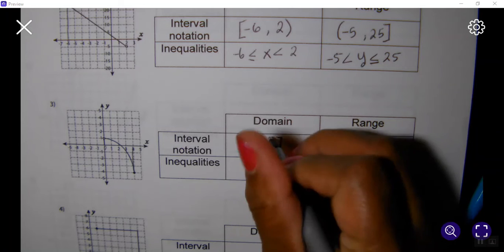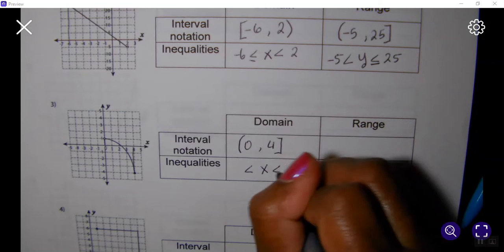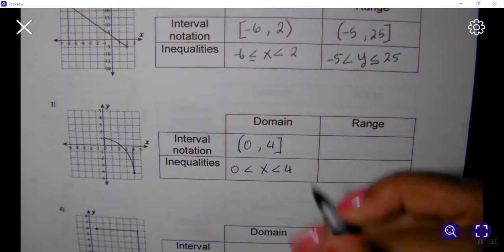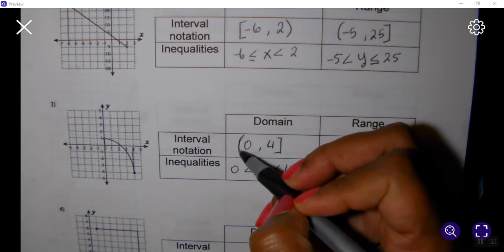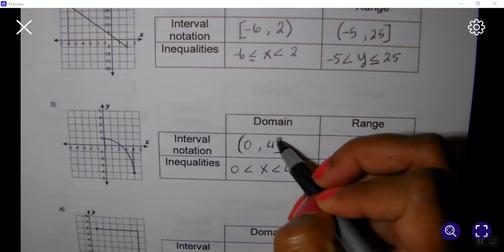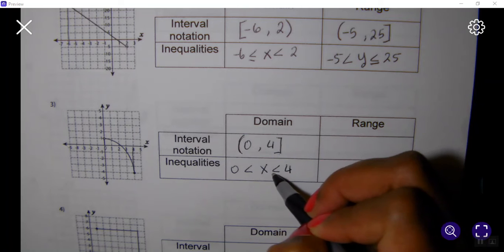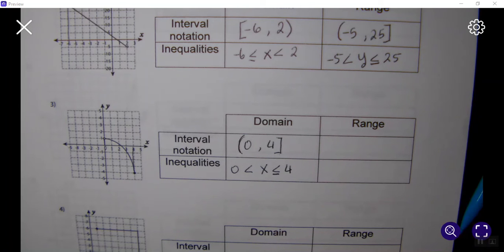And then let me write, so domain, we know that's the x. These are my numbers. At 0 it's an open bracket, so we don't have to include it. And this is a closed bracket, so we do have to put the equal to sign, so it includes it.